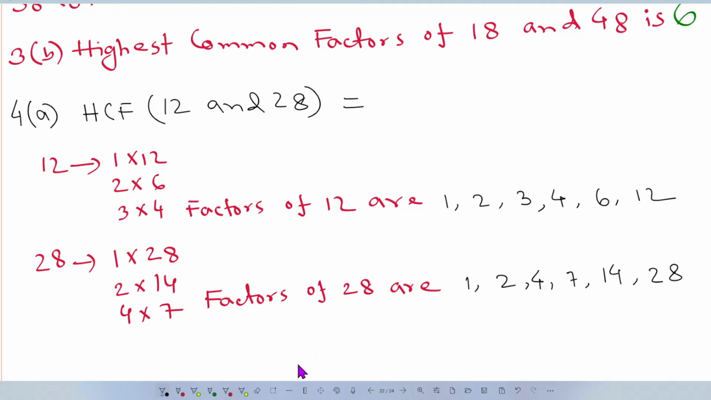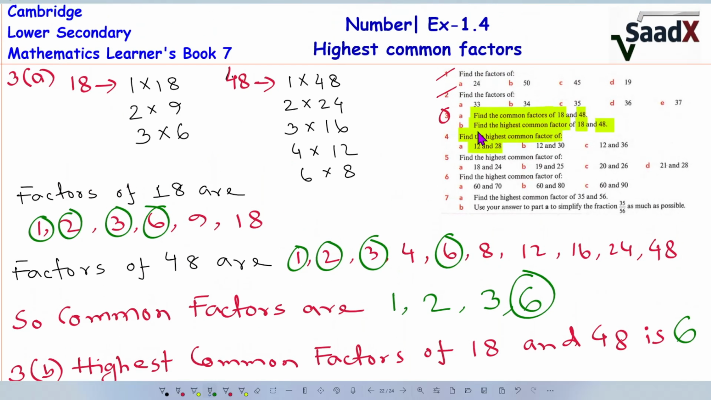Right? Now we have to find out which one is the highest common factor. Look, here the common factors are 1, 2, 4. But the highest common factor is 4. So our answer is 4. Okay, so very simple. 4a done. Now we will start 4b.